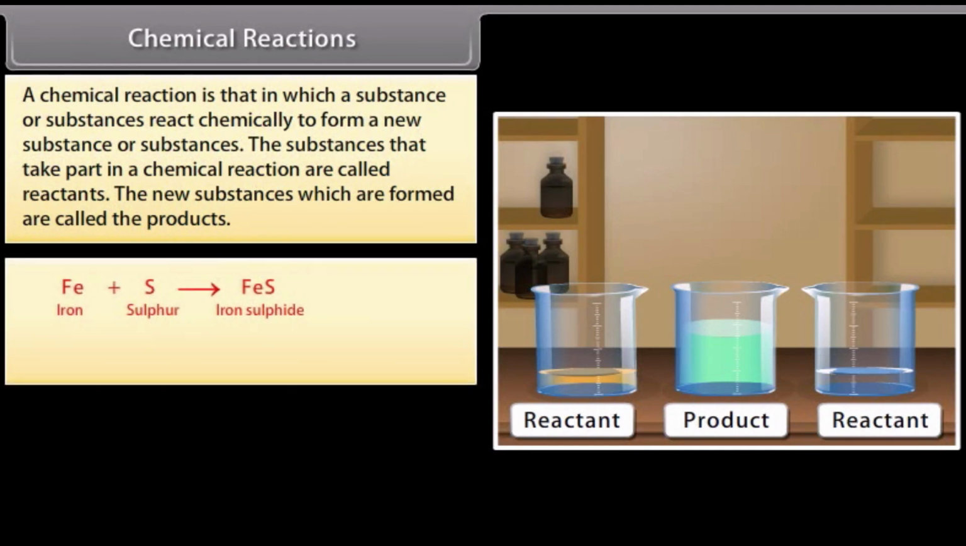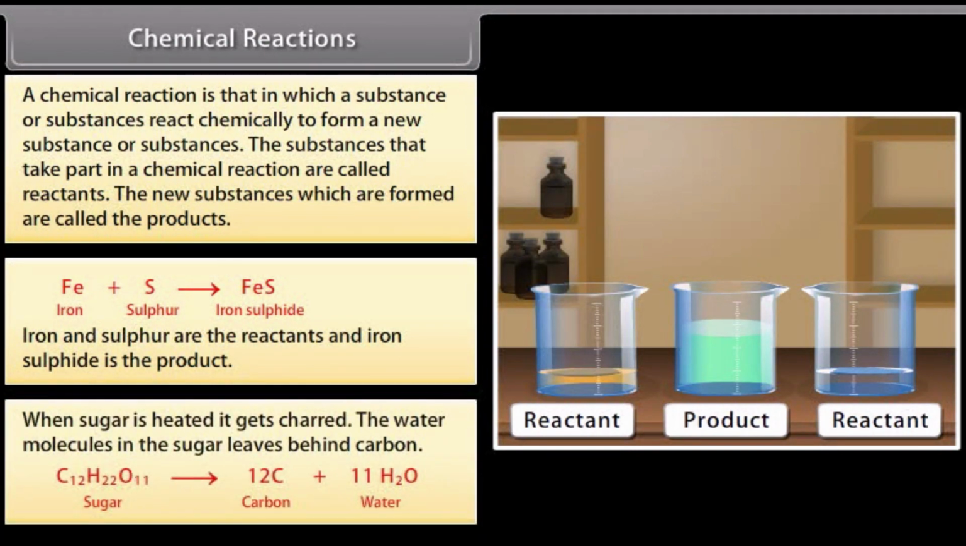Iron plus sulfur gives iron sulfide. Iron and sulfur are the reactants and iron sulfide is the product. When sugar is heated, it gets charred. The water molecules in the sugar leave behind carbon.